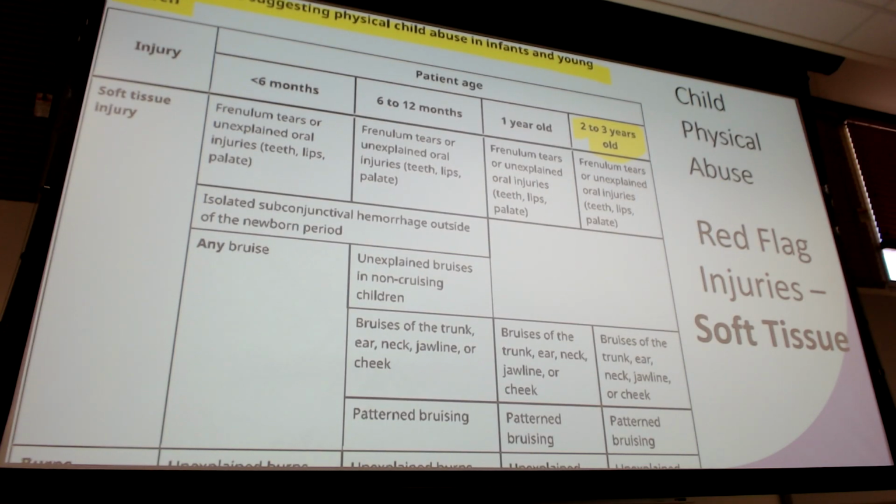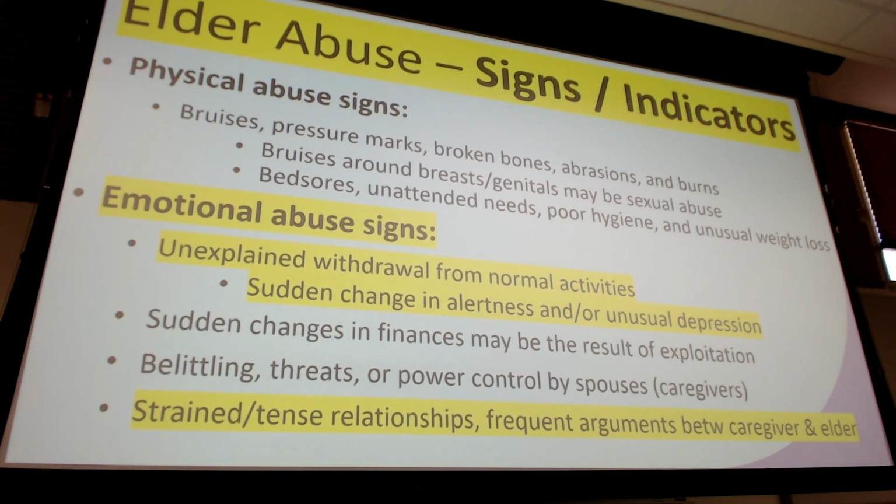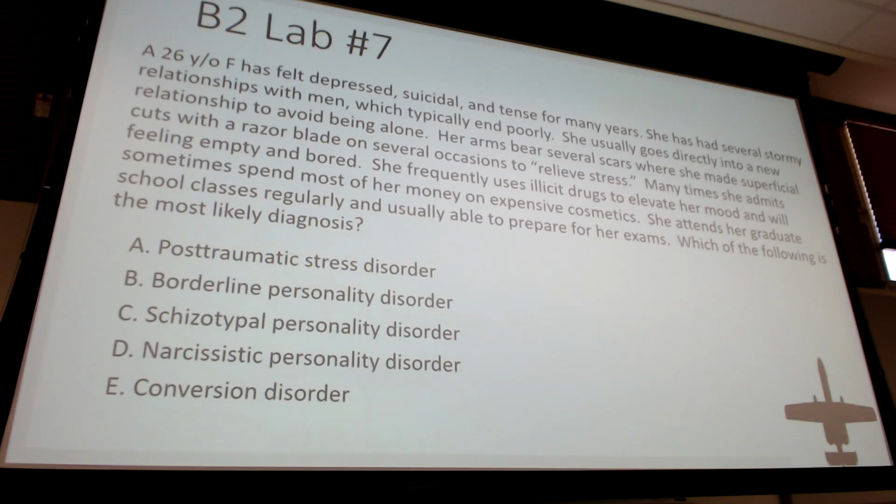There's the chart, 2 to 3 year olds. And the burns in that one, unexplained burns. So I feel you. Could have been that. As a red flag, it's one that we want to raise our eyebrows about. We're talking about extensor surfaces, less concerning. There's the emotional abuse signs that we talked about with the elderly, stop playing cards. Maybe the old man cheated, right? Quit cheating, old guy, grandpa. Next question.